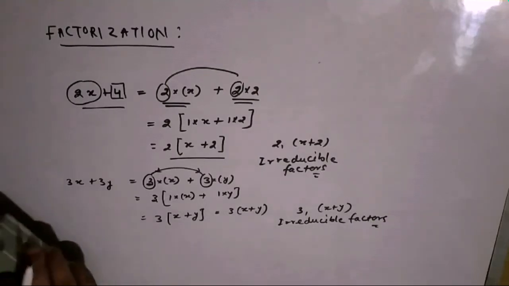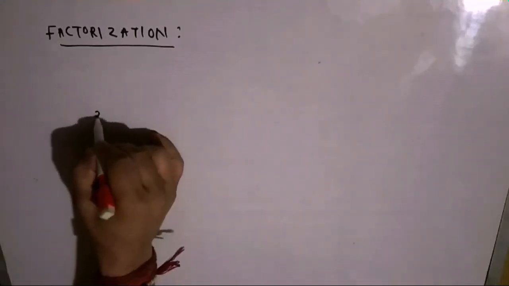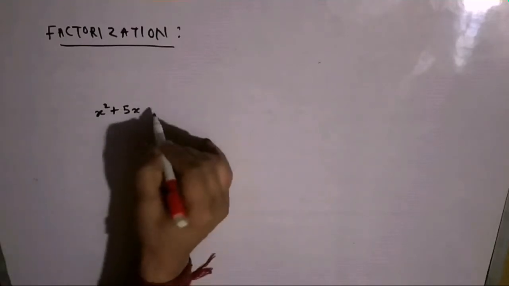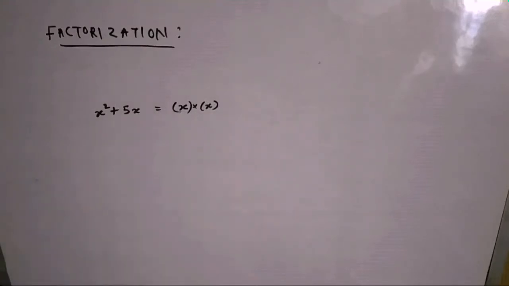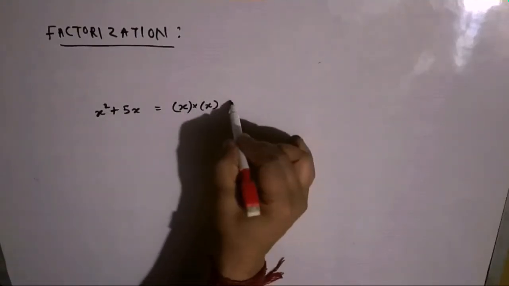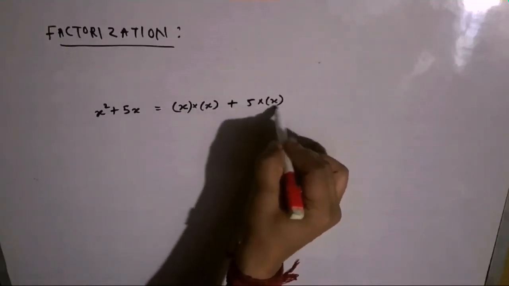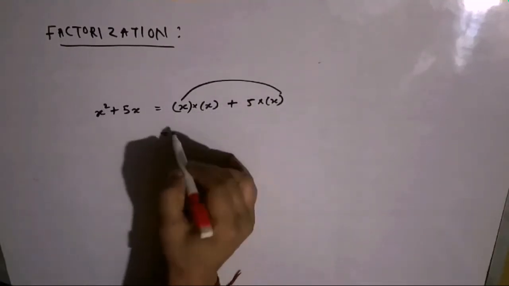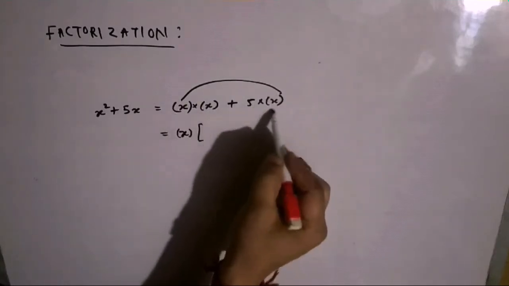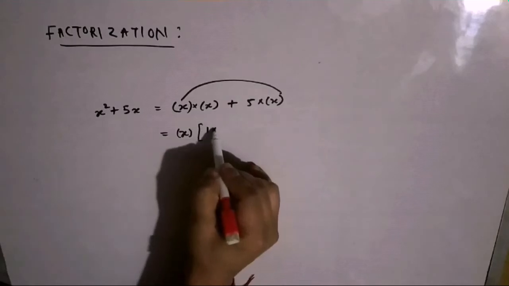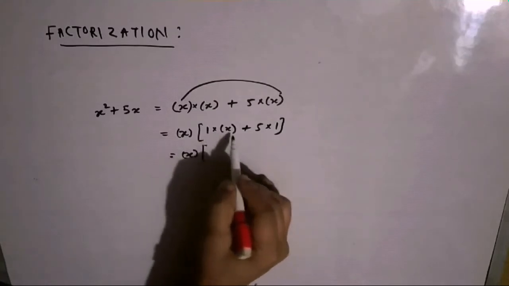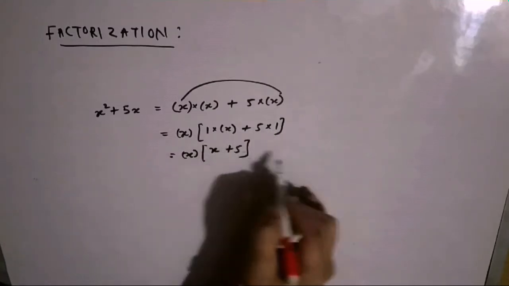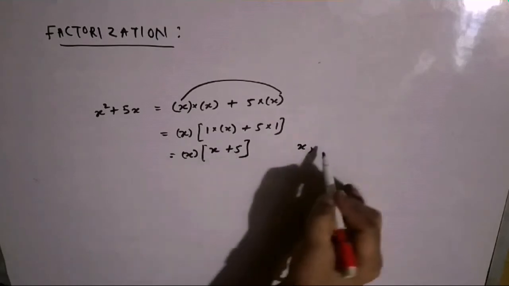Fine. Let us take another example. Suppose x square plus 5x. In this case x square can be written as x into x, so x square is basically the product of two x's. Similarly 5x can be written as the product of 5 and x. So here x can be taken as common. In place of whatever you take common, only 1 would remain. So that would be 1 into x, and 5 into 1. So it will be x times (x plus 5).